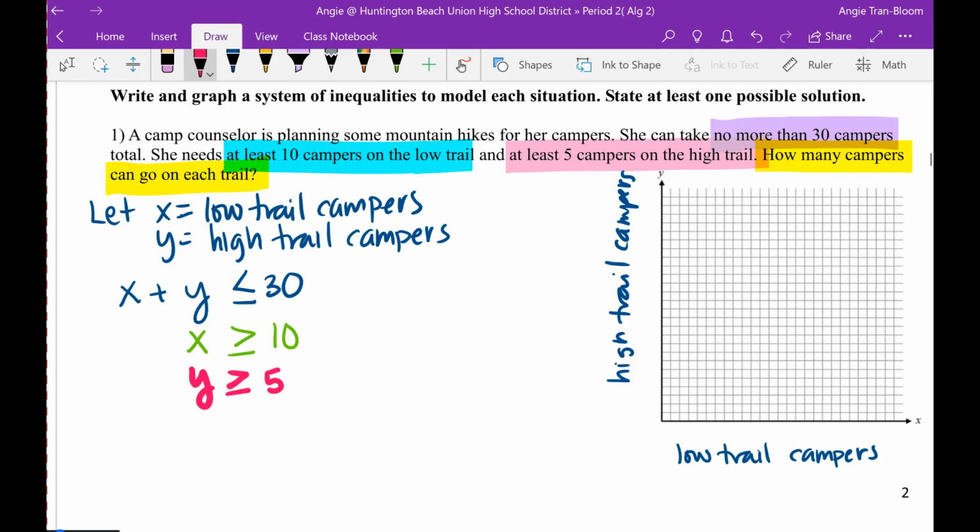Solid. All right. Count 5 boxes up. 2, 4, 5. Do we have to shade or no? Yep. Do we have to use arrows? Yep. Okay. Shading, James. Where do you want to shade? Above it or below it?